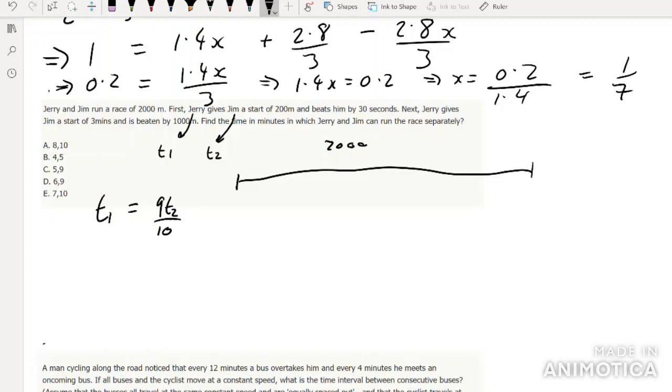And he still beats him by 30 seconds. So let's do this in minutes. He beats him by 1/2. Okay, so that's the first equation we can get. And then secondly, he gives him a start of 3 minutes, but this time is beaten by 1,000 meters.